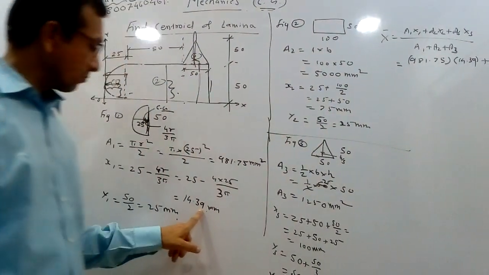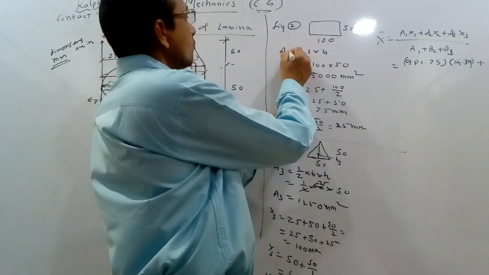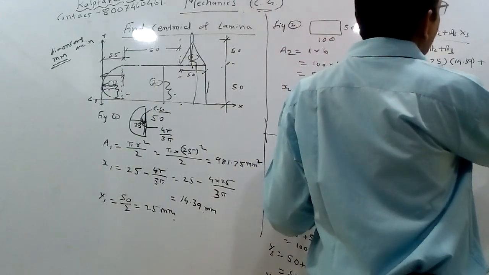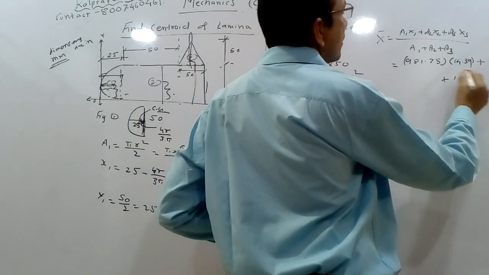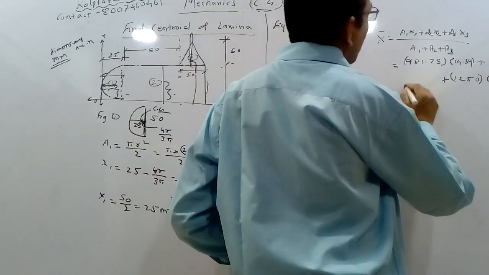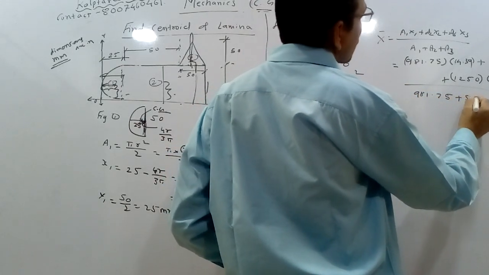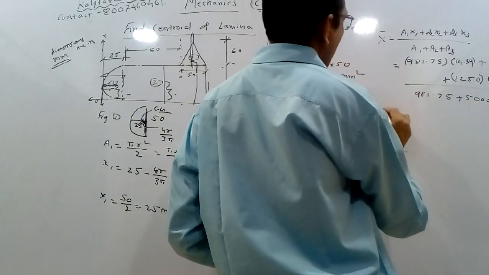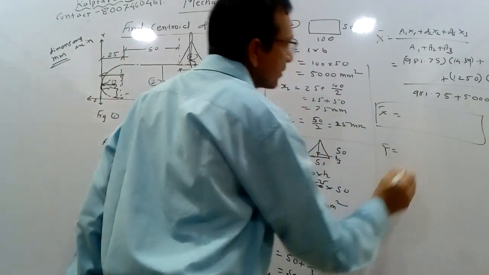So A1 x1 plus A2 x2. A2 is 5000, x2 is 75, plus A3 is 1250 into x3, which is 100, upon A1 which is 981.75 plus A2 which is 5000 plus 1250. So that you have to calculate as x bar. Similarly, y bar.